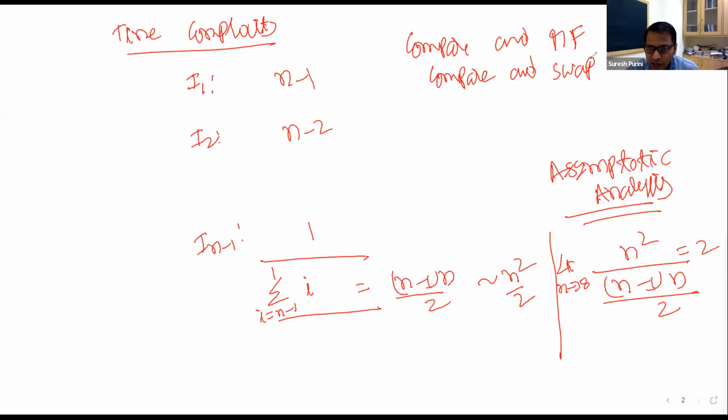Constants become important in some cases, but in many algorithms we don't worry about the constants. N versus n by 2 doesn't matter. Yeah, that's true. And if n is very big, then n versus n by 2 doesn't matter.